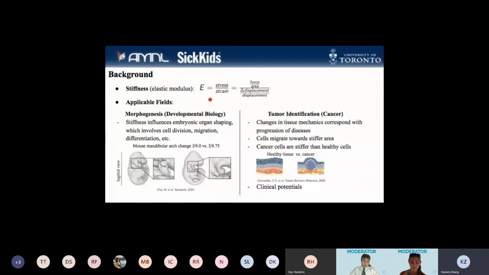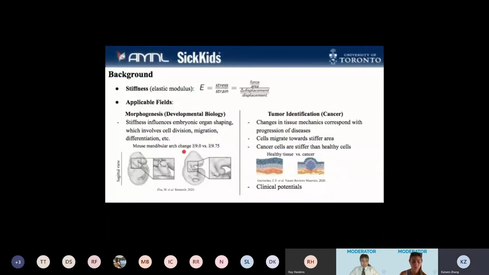One is morphogenesis in developmental biology, also what Raymond had just talked about, where it tracks how cells initially divide, migrate, and differentiate to shape organs in the embryonic tissue. In literature, although stiffness has been shown to influence morphogenesis, we don't know the mechanisms involved. What we do know is that biological tissue is anisotropic, meaning that at different locations within the tissue, the stiffness is likely to be different.